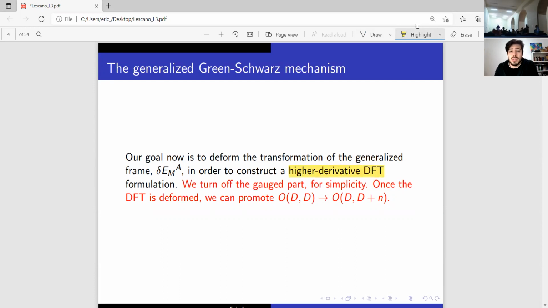And we are going to work in the ODD case. We are turning off the gauge part. We are not working with the ODD plus N. We just work with this object over here with no calligraphics in the indices. We can construct a higher derivative double field theory, and then if you want, you can perform this promotion from ODD to ODD plus N. But for now, we are focused on the gravitational part. We are not focused on the Yang-Mills terms. We are going to construct a generalized Green-Schwarz mechanism for ordinary DFT, at least in the beginning.